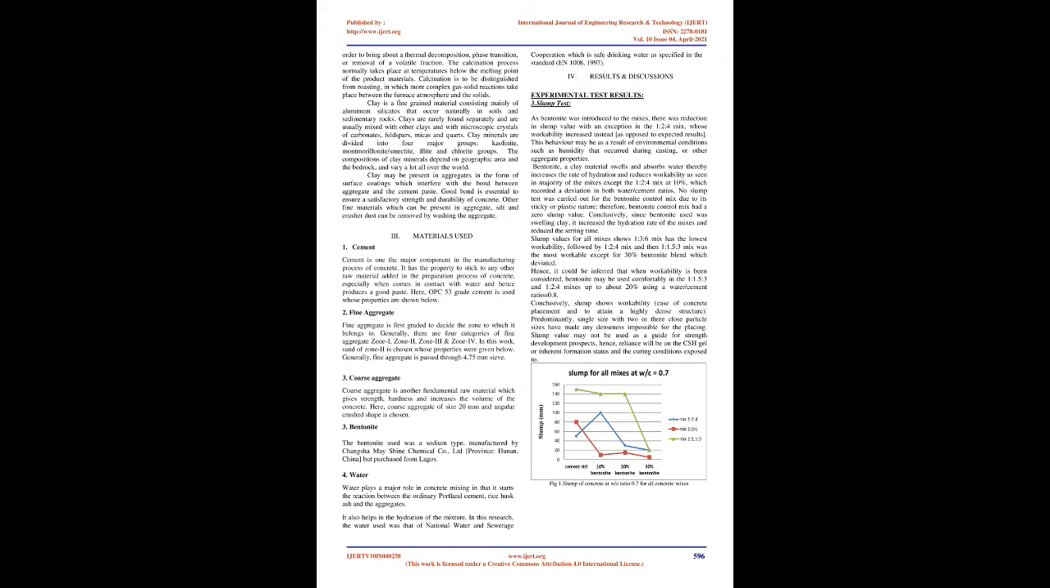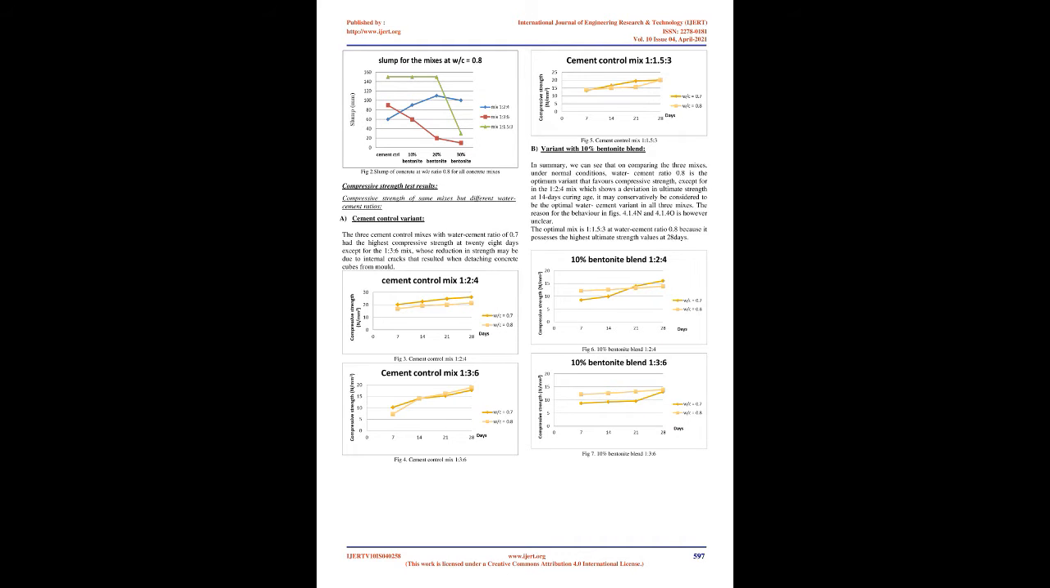Clays are rarely found separately and are usually mixed with other clays and with microscopic crystals of carbonates, feldspars, micas, and quartz. Clay minerals are divided into four major groups: kaolinite, montmorillonite/smectite, illite, and chlorite groups. The compositions of clay minerals depend on geographic area and the bedrock, and vary a lot all over the world.